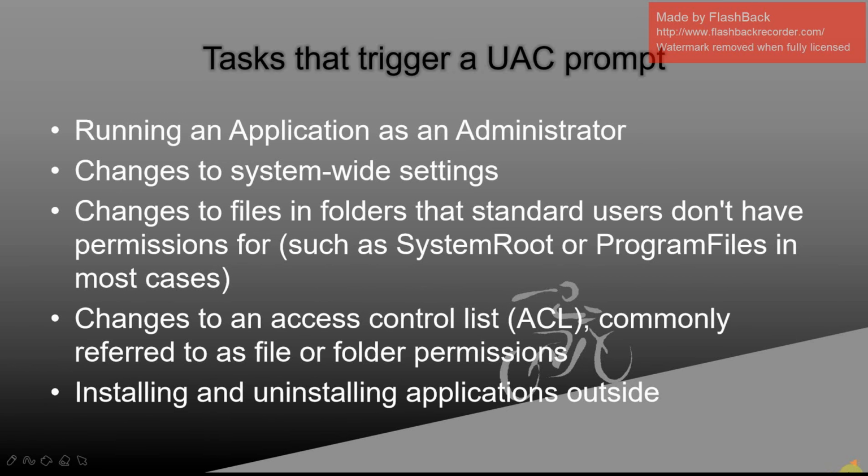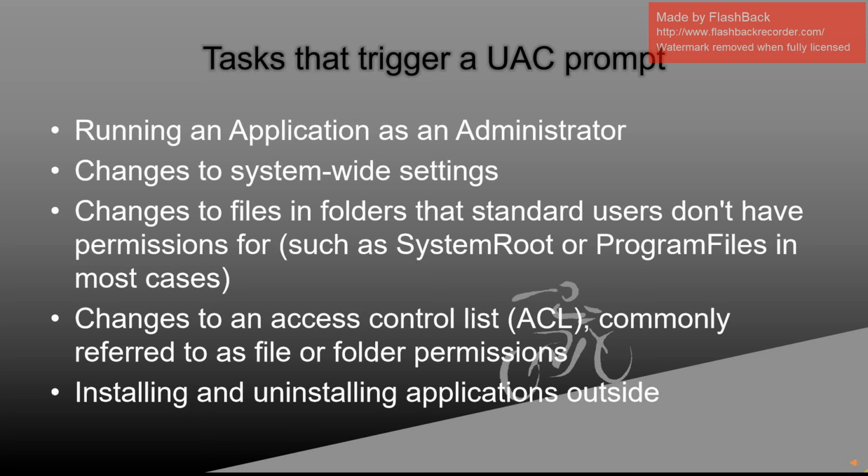Next, tasks that trigger a UAC prompt. Tasks that require administrator privilege will trigger a UAC prompt. If UAC is enabled, they are typically marked by a security shield icon with the four colors of the Windows logo. These are the following tasks that require administrator privilege. First, running an application as administrator. Then, changes to system-wide settings.